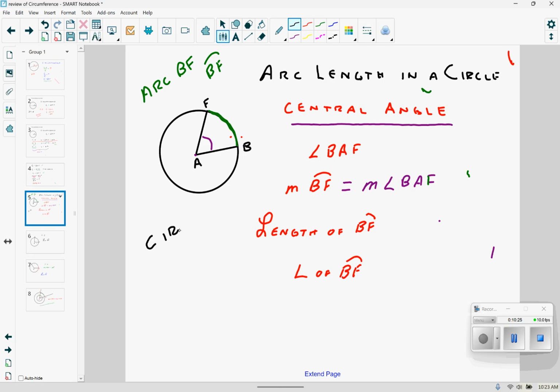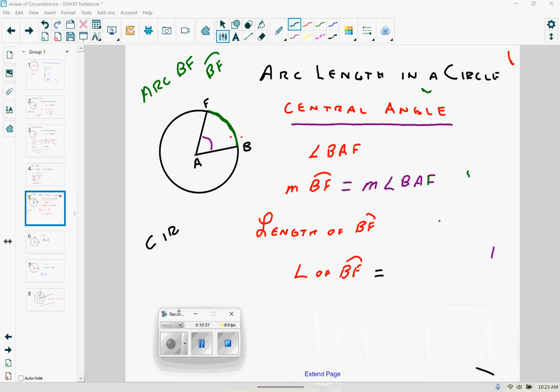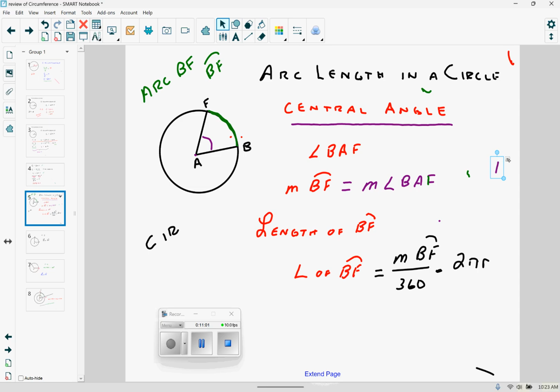What portion is it? Here's the formula for the length of an arc. The length of BF is going to be the measure of arc BF divided by 360, that's the portion, times the circumference, which is 2 pi r. So this is the formula that we're going to use to find the length of arc BF: the measure of arc BF divided by 360 degrees, both in degrees, times the circumference. So you might jot that formula down.